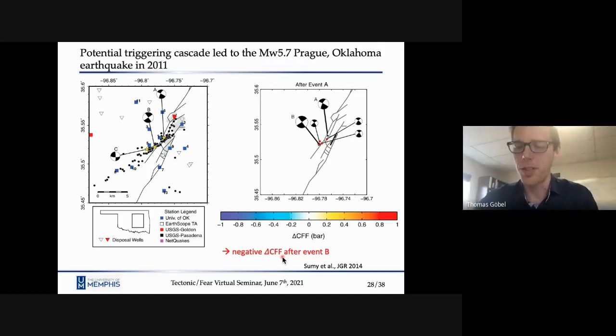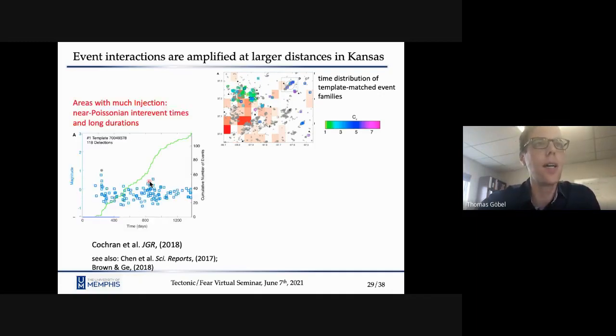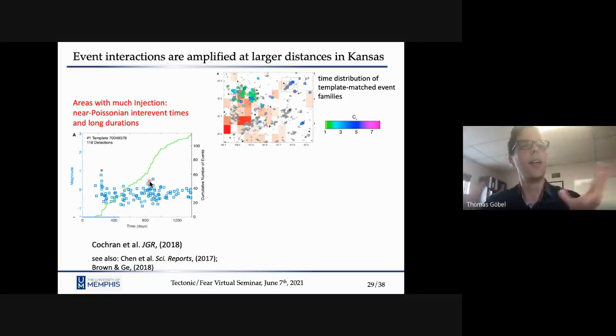That's just an interesting observation. A rather neat study, I believe, is from Cochran et al. in 2018, who looked in more detail, now not computing the Coulomb stress changes directly, but looking at the clustering statistics of earthquakes in southern Kansas as a function of distance from injection wells. And they specifically looked at the distribution of inter-event times, and they found that earthquake clusters, which they identified by waveform cross-correlation and template matching, assembled into families, and then looked at the inter-event times of events within the family.